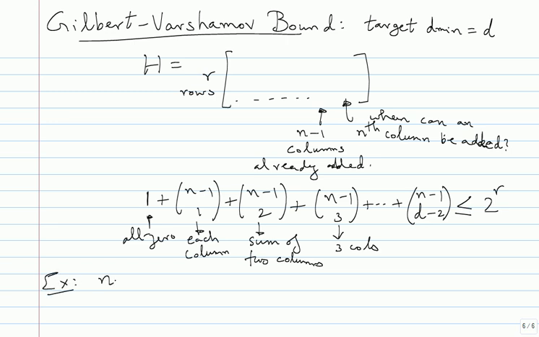Okay, so let's take this example and try to apply it. What did we have? We had n equals 31 and d equals 4. What does this tell me r should be greater than or equal to? Let me see. GV bound will tell me.